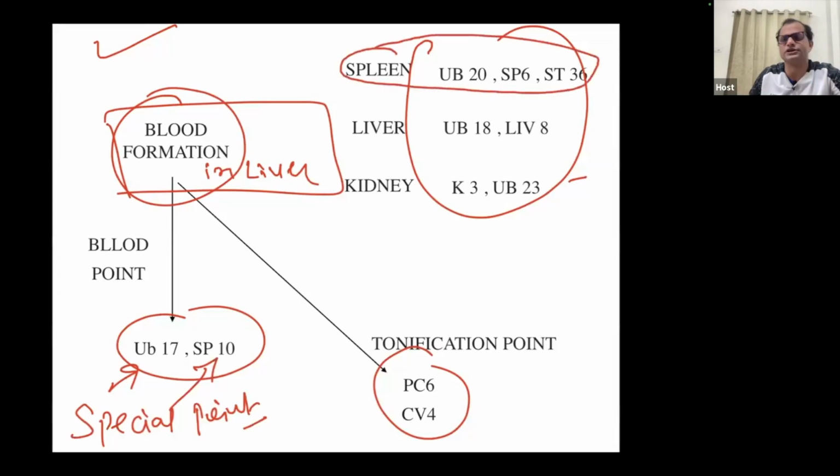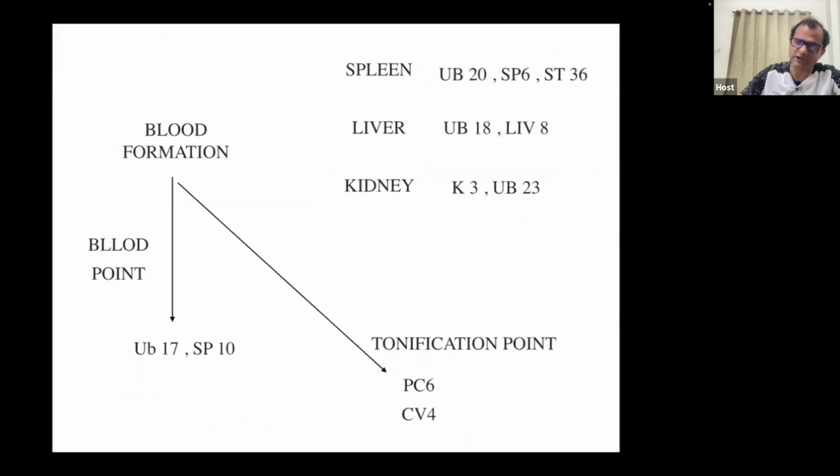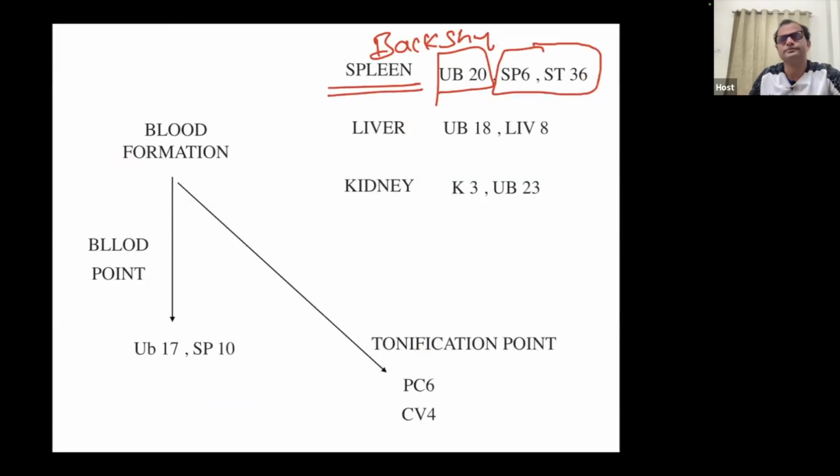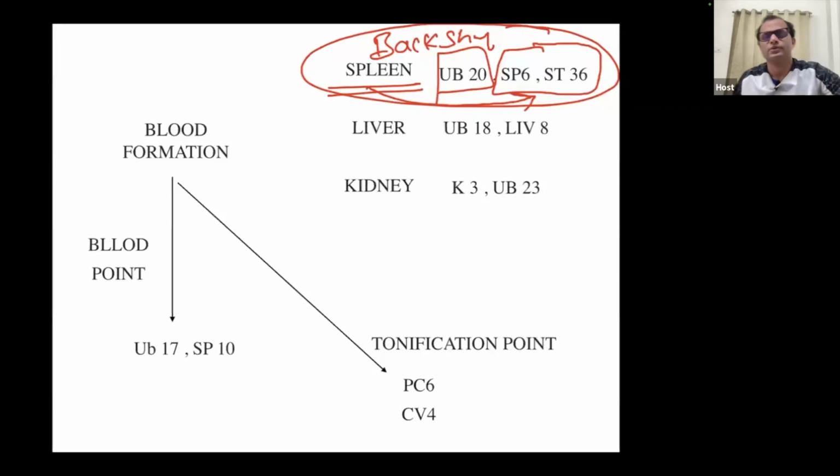So let's strengthen the spleen. Urinary bladder 20 is the Back Shu point of the spleen. And spleen 6 and stomach 36 are great points. They are strengthening the spleen. तो बहुत ही गजब के पॉइंट हैं जो हमारी स्प्लीन को स्ट्रेंथन करते हैं. So ultimately we have to take these 3 points to strengthen the spleen. We are eating, and we will be able to convert it into the form of food chi.